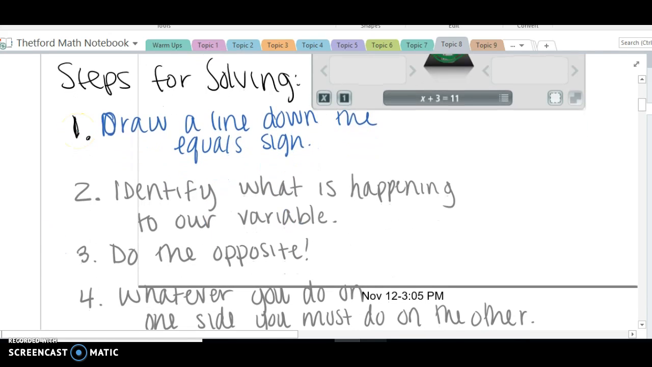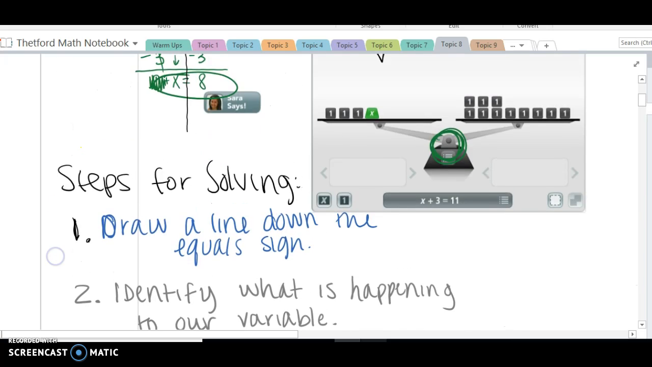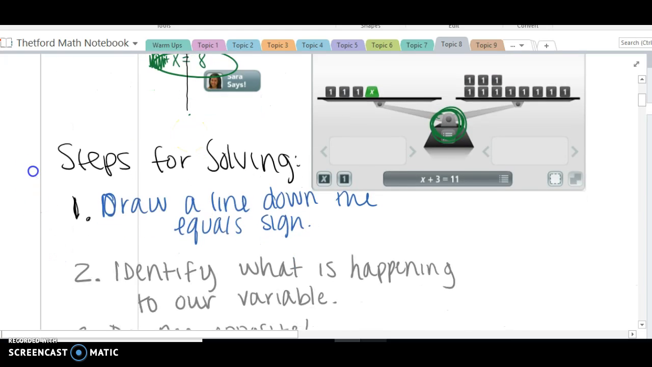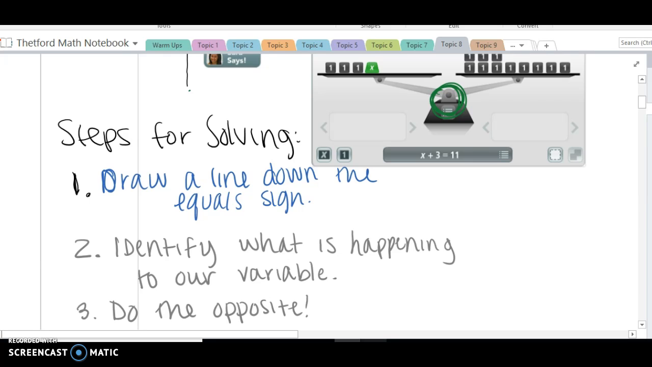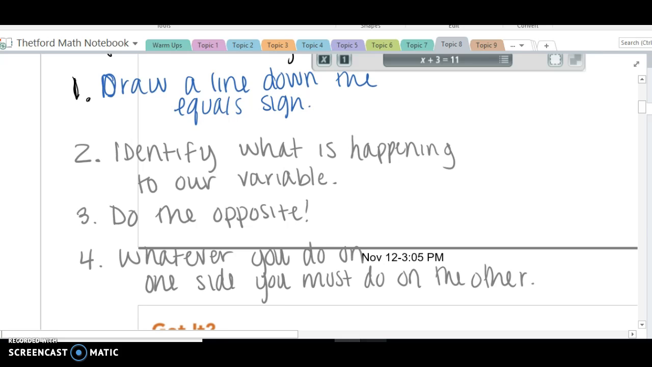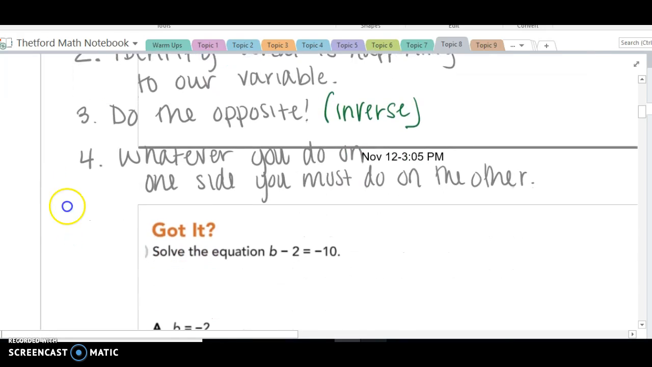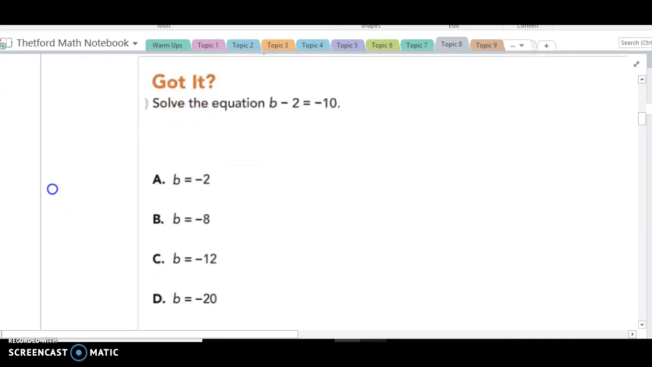So here are the steps for solving. First step, we draw a line down the equal sign. That's what we did up here. Step 2, identify what is happening to our variable. That's when we said that we're adding 3 to our variable. Step 3, we do the opposite, or the inverse. Step 4, whatever you do on one side, you must do to the other. If you need to pause to write that down, do so.